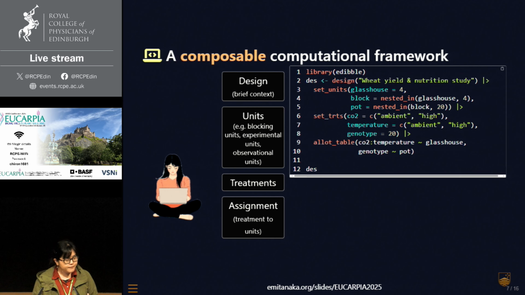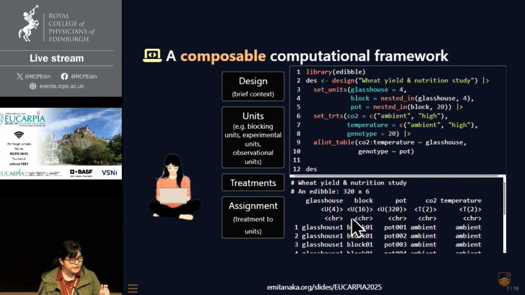Now, when you use this framework, at the very end, there's the design object contained in this des. When you print that out, essentially you've got an experimental design table. And that's what the package Edibble stands for. It's an experimental design table. You can see every column corresponds to one of the factors that we've defined, and every row corresponds to an experimental unit, so you can see how the treatments were mapped onto a particular unit.